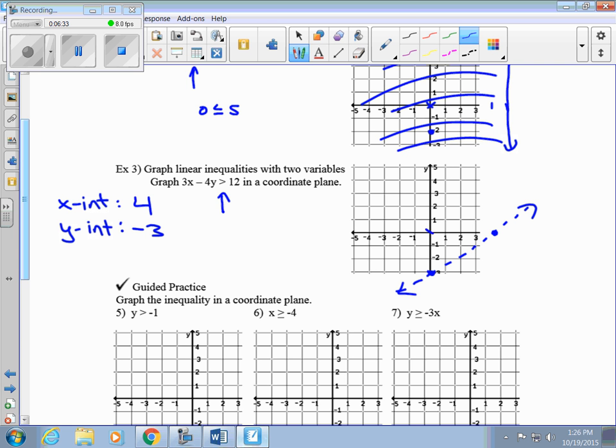Well, I'm going to put, again, 0, 0. So that's the test point. You'll always see me put an X on the graph because that way I know where my test point was. So I put it in. 3 times 0 is 0. Negative 4 times 0 is 0. Is 0 greater than 12? No, 0 is not greater than 12. So the test point is not a solution, so I shade on the other side of it. So everything below that line is going to be our solution.